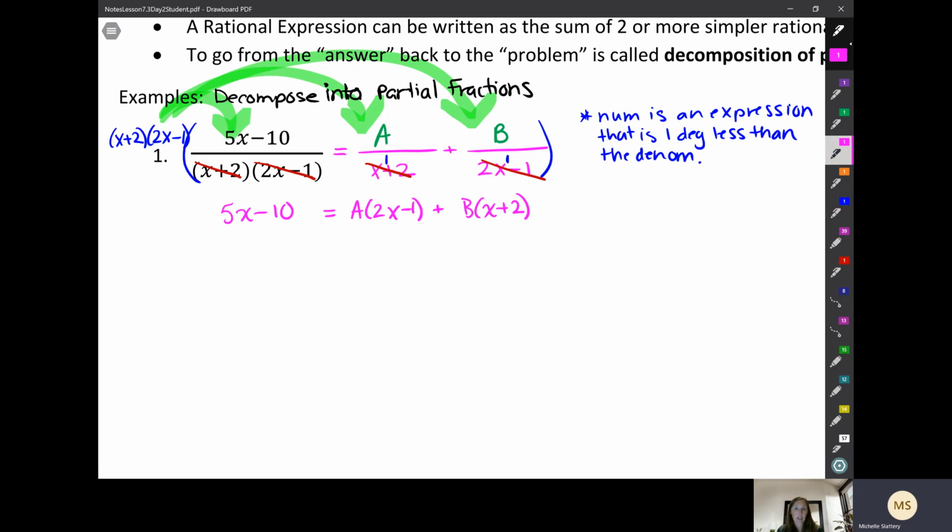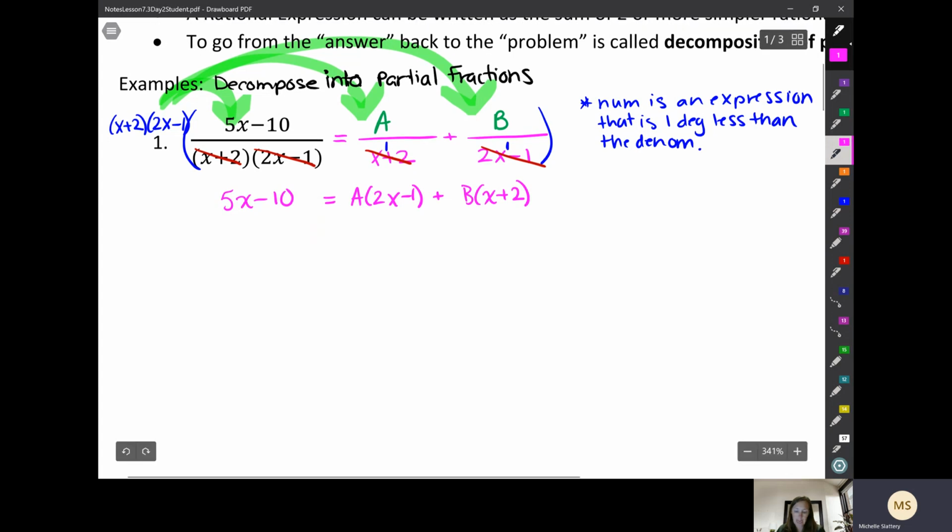All right, so we've gotten rid of the denominator. Now we're going to expand out, and then we're going to regroup. This is one method for doing decomposition of partial fractions. There are other methods, but I'm going to teach this method because it will work all the time, even when you get to the complicated ones.